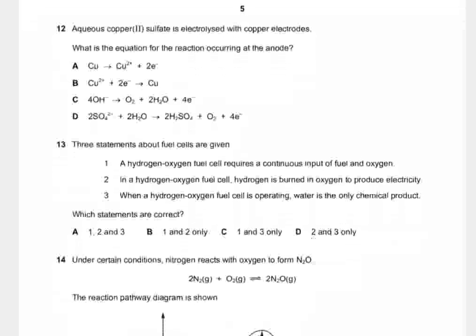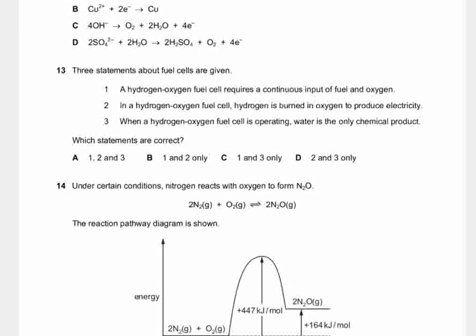Then the next question, again we have statements here. Three statements are given. A hydrogen-oxygen fuel cell requires a continuous input of fuel and oxygen. In a hydrogen-oxygen fuel cell, hydrogen is burned in oxygen to produce electricity. And when a hydrogen-oxygen fuel cell is operating, water is the only chemical product produced. So the correct statements are the first and the third, and the combination is given in option C. So option C is the correct one.